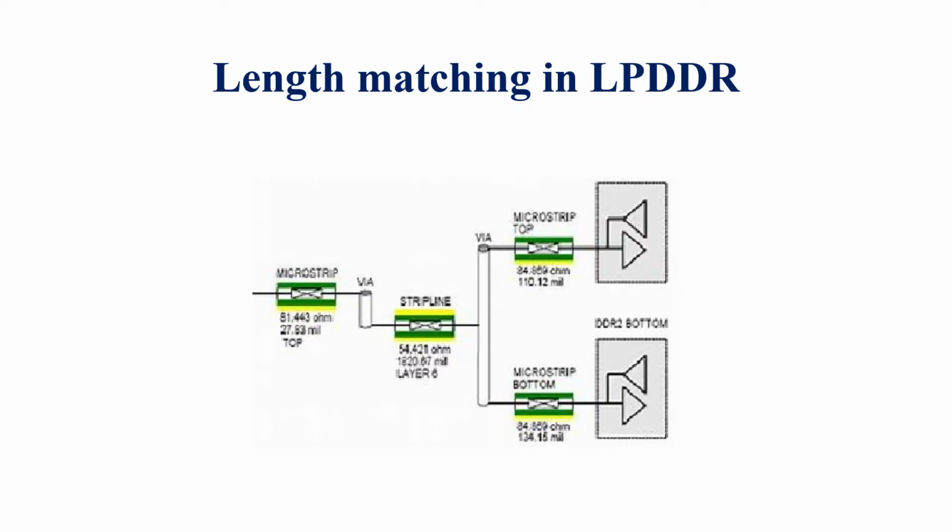A balanced T topology looks like this. A microstrip track from the FPGA, and then a track is routed as a stripline, and again the track comes to the outer layer microstrip and connects to the LPDDR. Balanced T topology is strictly followed while routing the LPDDR to FPGA.